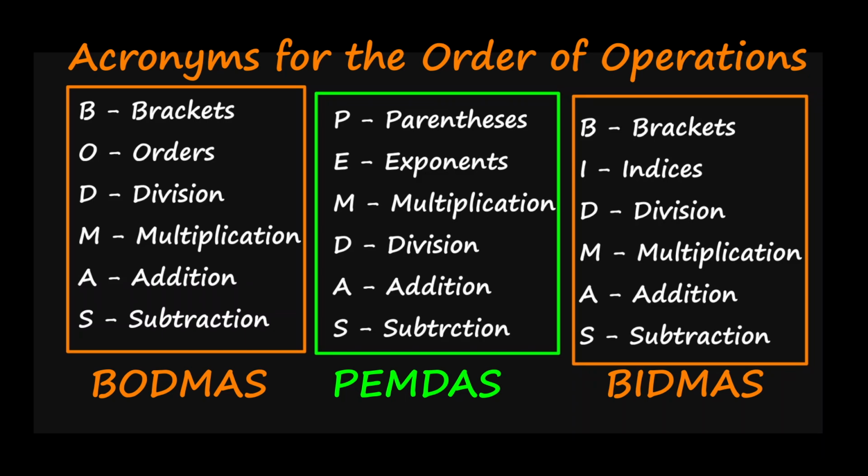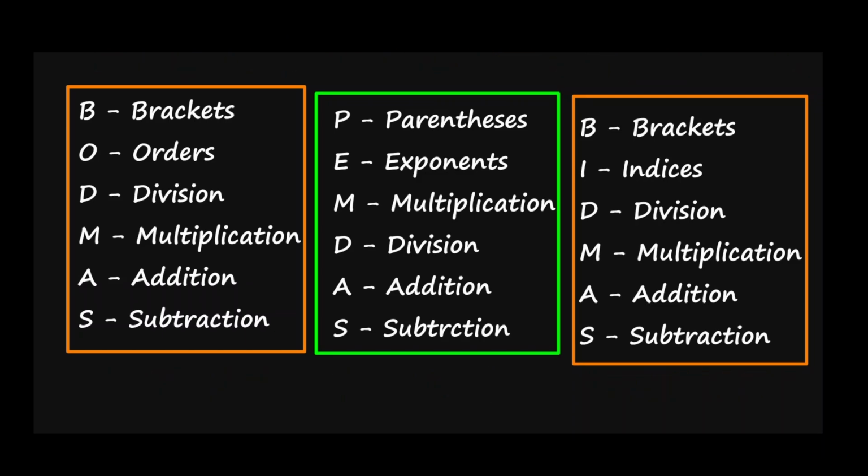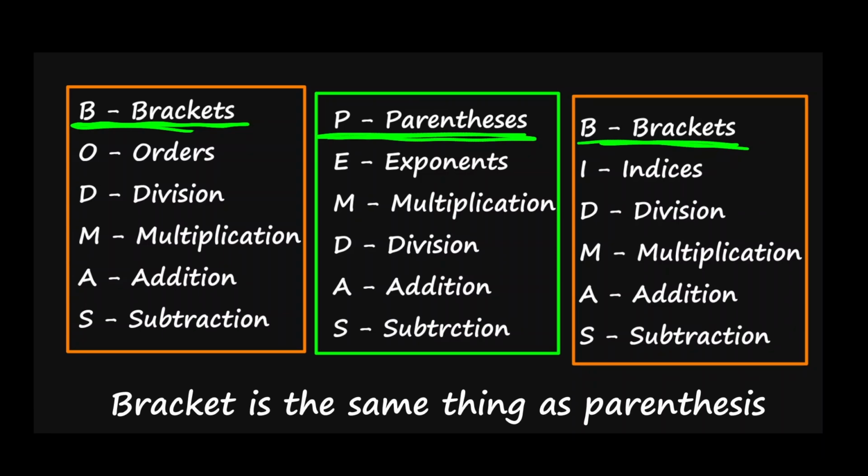You will also see that it is not because your acronym is wrong. The acronyms are not wrong. It is just your understanding of mathematics and the fact that the acronyms do not do justice to how you should use them. Now, what is the first item on the acronym? Here we have brackets. B for brackets. On PEMDAS, we have P for parentheses, and here we also have B for brackets. We all know that brackets and parentheses mean the same thing, so there's no need to talk much about that.